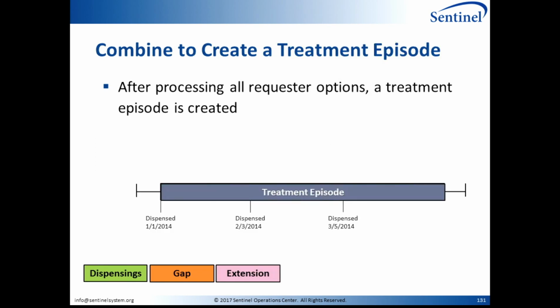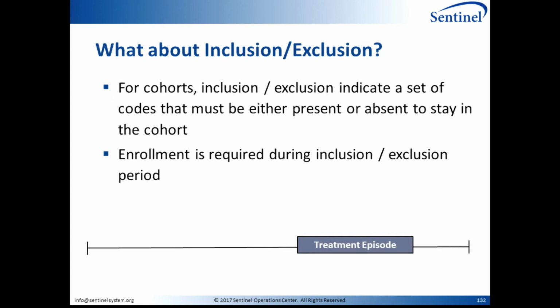So this is a period of time when a person we consider to be continuously exposed to a product of interest. So when we have a treatment episode, we might decide that for our particular cohort, we want to keep either people in or take them out based on what's happened to them in their baseline period. And so for cohorts, we can also put in inclusions and exclusions. And what those do is they basically say for some period of time prior to that new dispensing, I'm going to either kick you out of my cohort or keep you in my cohort.